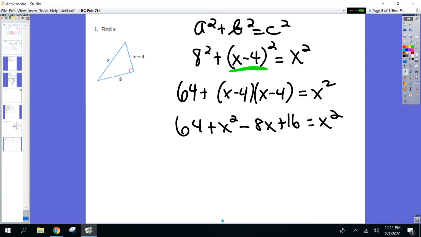X squared minus 8x plus 16 when you FOIL, double distribute. Cleaning it up, you get x squared minus 8x plus 80 equals x squared. Everybody's good? And then what happens? You want to move everything over, but they're gone. What do I do now?